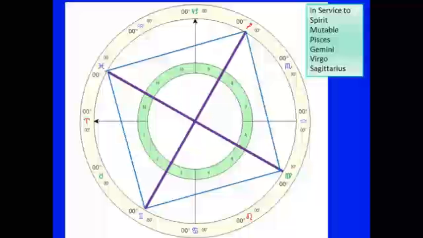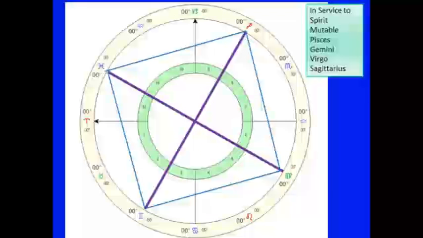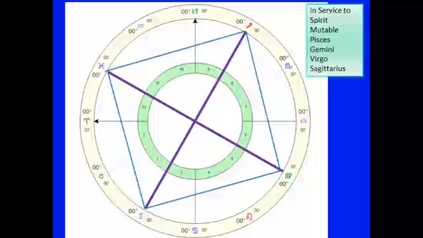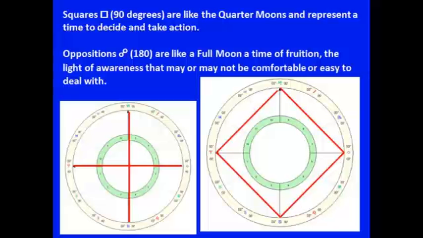Now, for those of you who have not quite mastered this yet, this will be very important. It will be very helpful for you to learn these modalities so that when you look at a chart, you'll be able to quickly see what the relationships are. It takes a little practice, but it's a great tool and a great way to learn it. Now, again, the squares are 90 degrees. So they're like the quarter moons, and they represent the time to decide and take action. So here you can just see what it looks like from the perspective of the householder or the culture bearer signs for the squares.